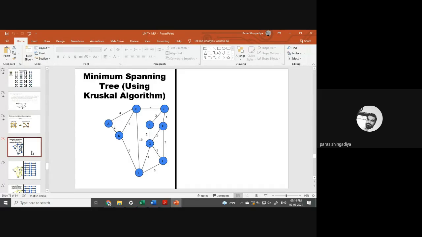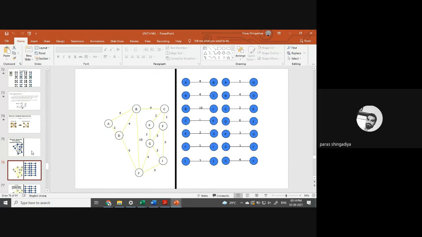But here we'll discuss the Kruskal algorithm that we already completed in the last lecture. But let us add some more examples. I think 2 to 3 counter examples were remaining. So what is the first step in Kruskal algorithm?